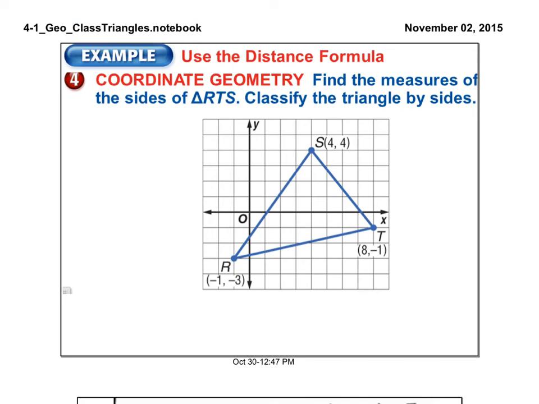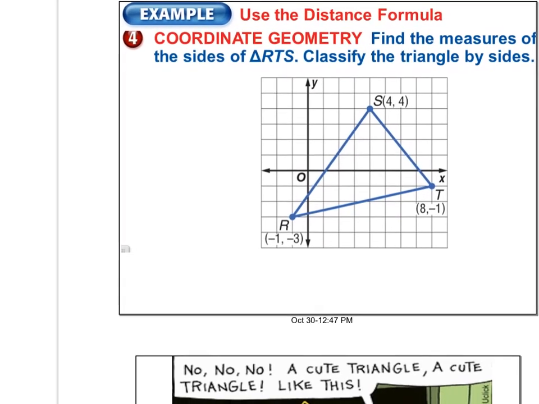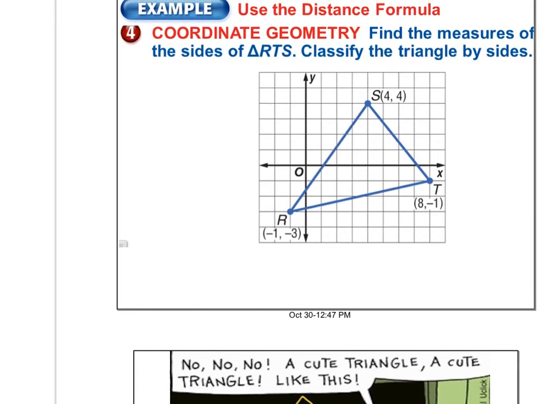Now, sometimes it's on a coordinate plane. This is where the problem gets a little tricky. So I'm going to move this over a little bit. Actually, I'm going to read it first. Find the measure of the sides of RTS and then classify it by its sides. So its sides are like equilateral, isosceles, etc., from the first slide. So you need to find the measures of the sides, the lengths.